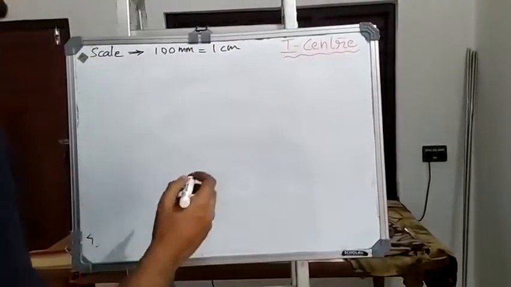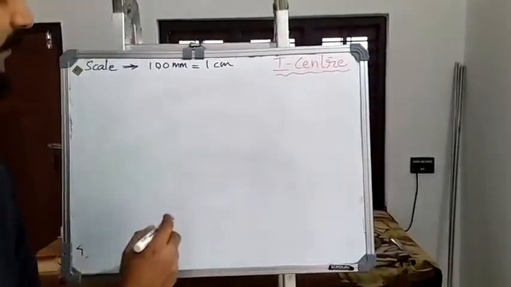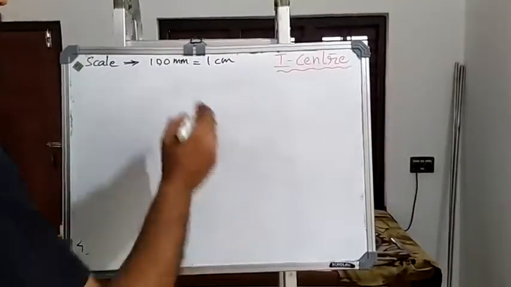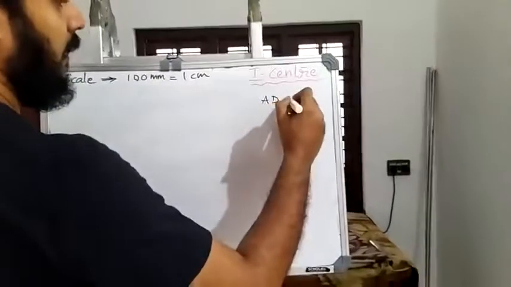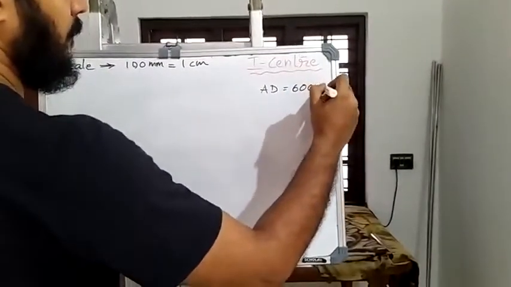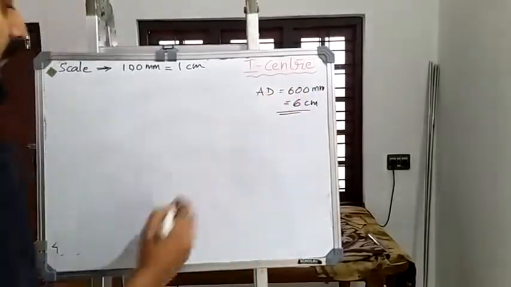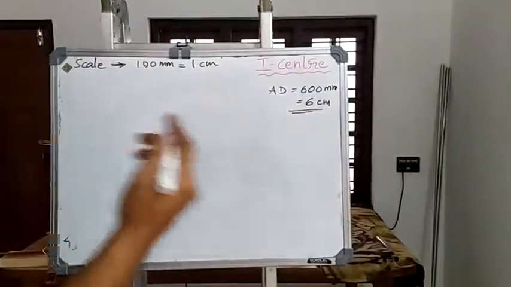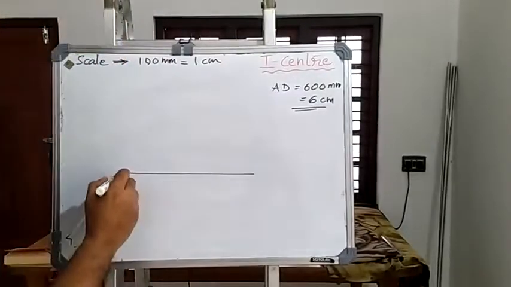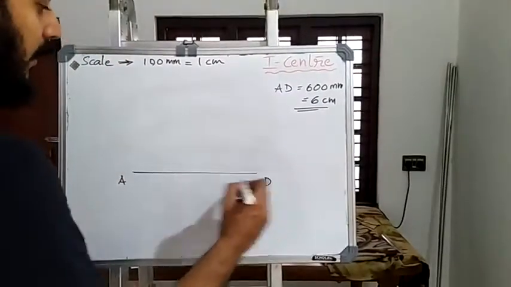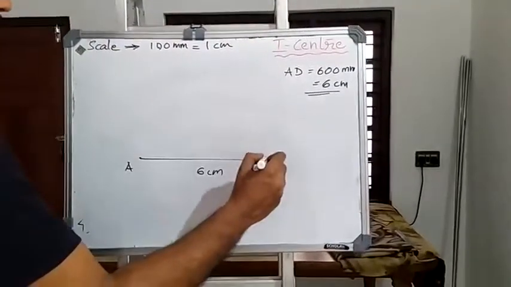diagram. Now, start by drawing the fixed link first. AD is our fixed link, a horizontal link. As 100 mm is equal to 1 centimeter, the length of AD, which is 600 mm, will be 6 centimeter according to our scale. So, using your pencil and scale, draw a 6 centimeter line. This will represent AD. This is our first link.